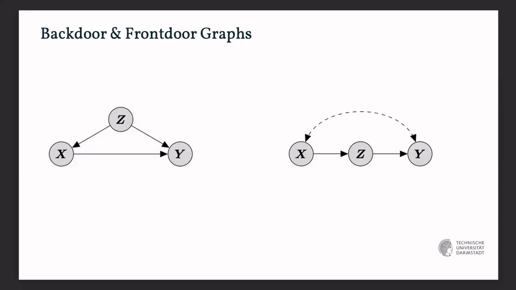And on the right-hand side, we see this so-called front door graph. The dashed edge is just indicating that there's a hidden confounder, essentially like the Z on the left-hand side. But what is more important is that we have here a mediator variable. There's a Z in the middle, which is completely mediating the effect from X to Y. And that's what we call a front door graph.